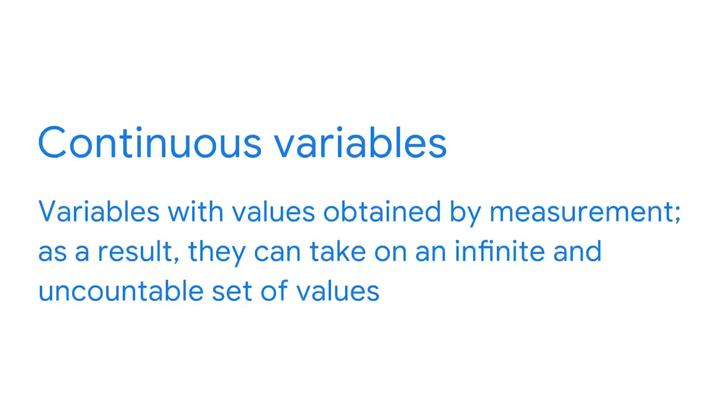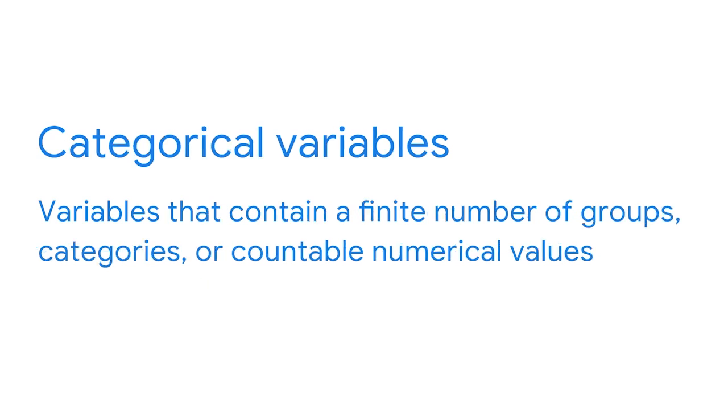Earlier, you learned about types of features, or variables, called continuous and categorical. Remember, continuous variables are variables with values obtained by measurement. As a result, they can take on an infinite and uncountable set of values. Categorical variables, on the other hand, are variables that contain a finite number of groups, categories, or countable numerical values. Your process for feature engineering will be changing and altering these variables with the end goal of using them to train a model.